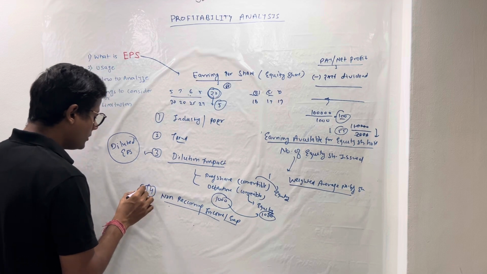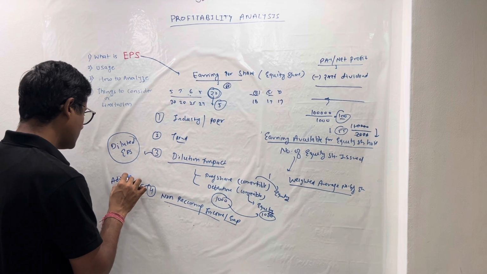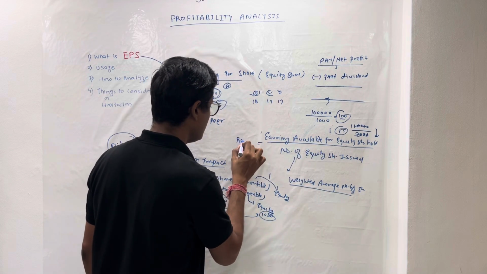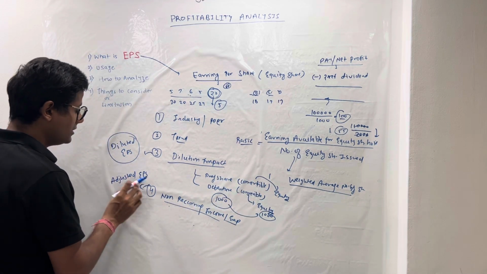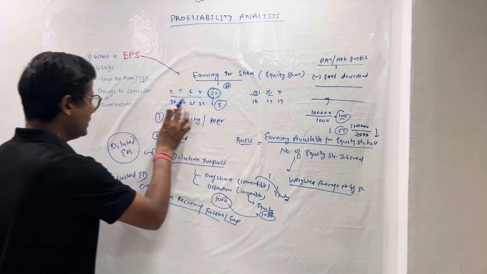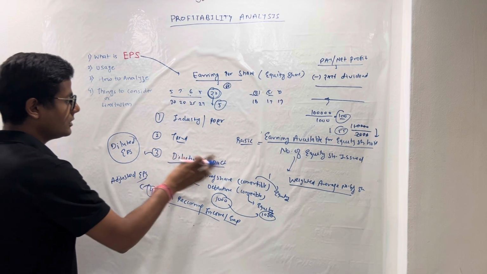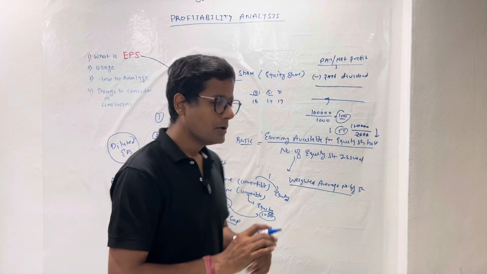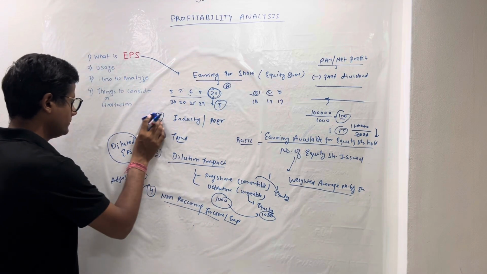Even for that, there is a term called adjusted EPS. This is basically called basic EPS. Then we have something called diluted EPS to consider the impact of dilution. There is something called adjusted EPS to consider the impact of non-recurring income and expense. So while you analyze, you need to consider the industry peer, you need to analyze the trend, you need to consider the dilution impact, and you need to consider the impact of non-recurring income and expense. These are the things you need to consider during analysis.